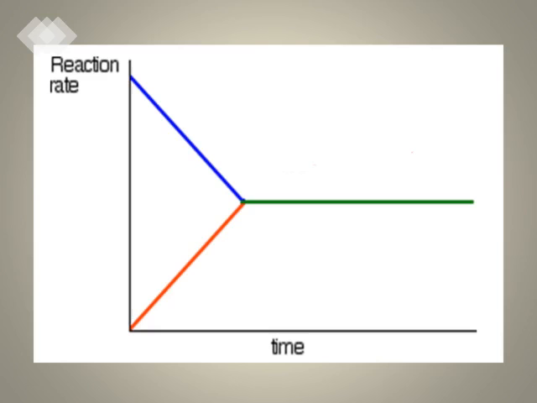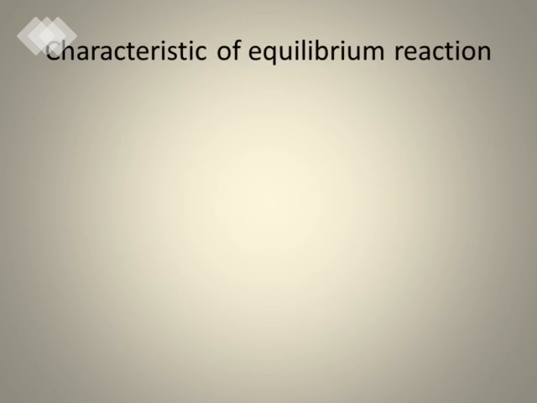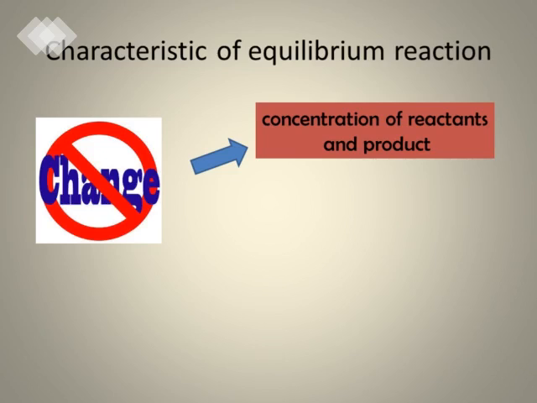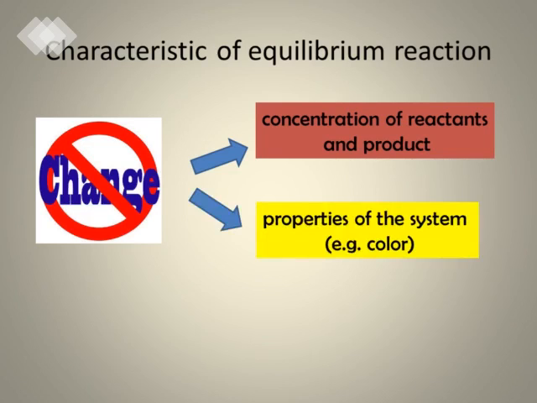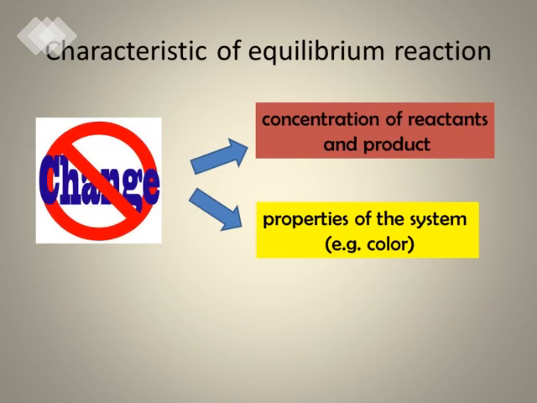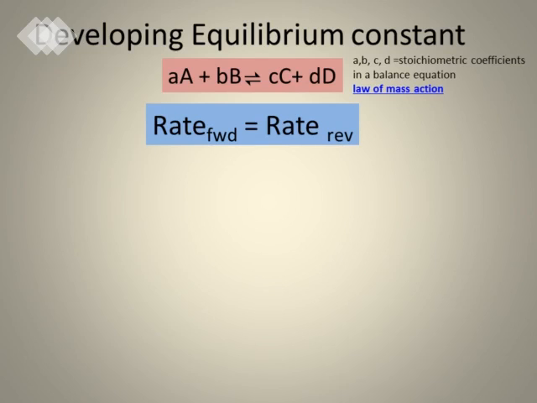As the reaction proceeds, the rate for both forward and reverse reactions become equal, and the reaction now is said to be in equilibrium state. Remember that when the reaction is in equilibrium, there is no change in the concentrations of reactants and product, and no change in the properties of the system. And the reaction must take place in a closed system.